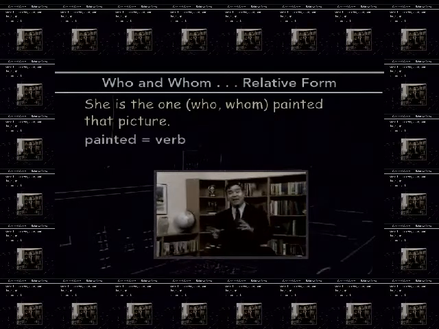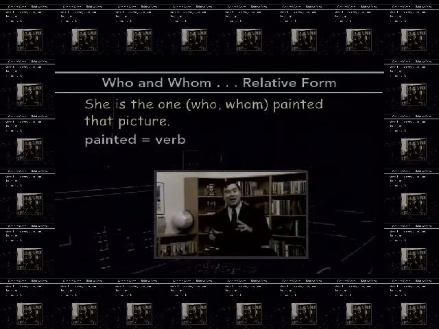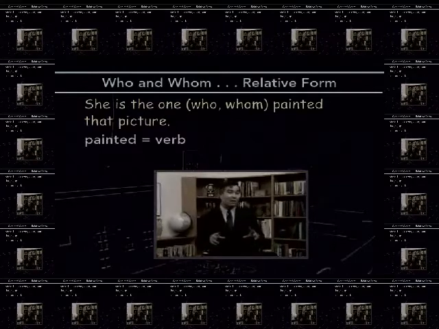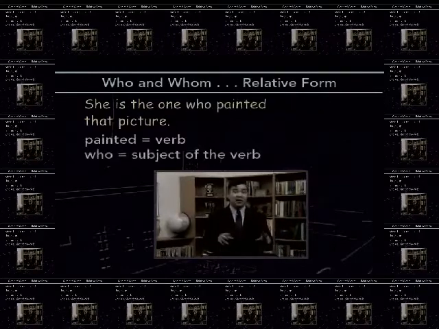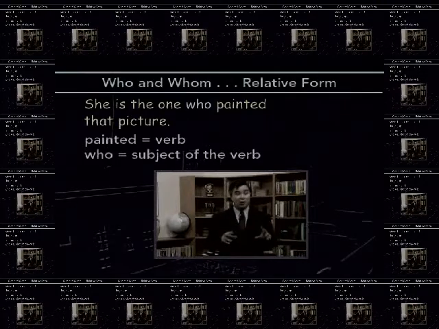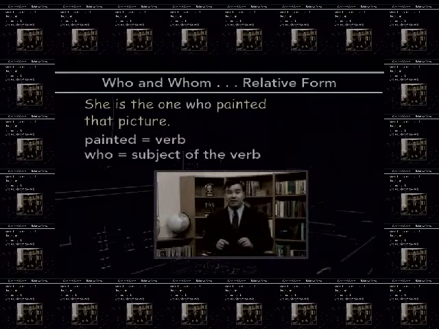Who or what did the painting? Well, who or whom would be the subject of the verb painted. That's the one that's doing the painting. Since the pronoun is being used as the subject of the verb painted, it should be in the subjective case, who. So who would be correct. She is the one who painted that picture.